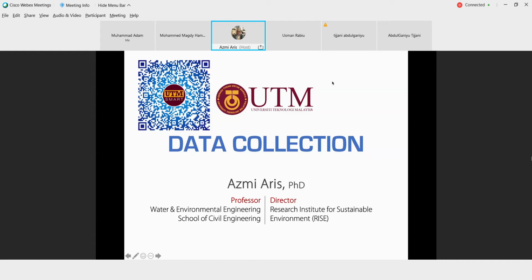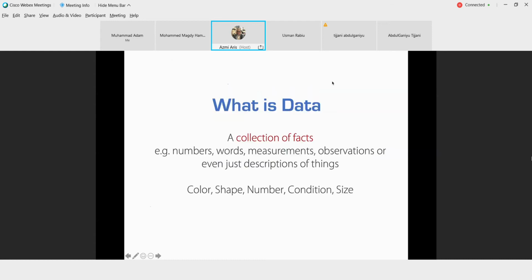Okay, let's talk a little bit about data. What is data? Basically, it is a collection of facts. It can be numbers, words, observations, or even descriptions of anything. They are all defined as data. Depending on your PhD work, different people will collect different kinds of data, and this is very relevant to the objective of your study.